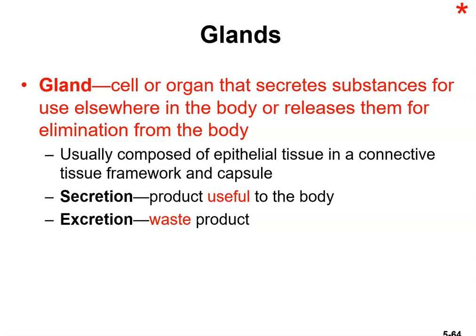The gland can be a cell or can be an entire organ. The purpose of having a gland is for secretion, to produce useful chemicals for the body, such as hormones. Another function of some glands is for excretion. Excretion is to release waste products, like the sweat gland.